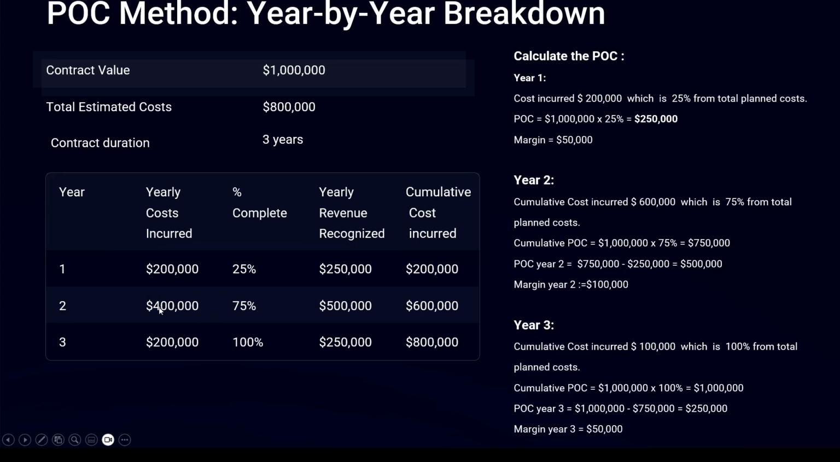In the table, you can see that the year 2 cost is 400,000, the year 2 POC is 500,000, and the cumulative cost is 600,000.